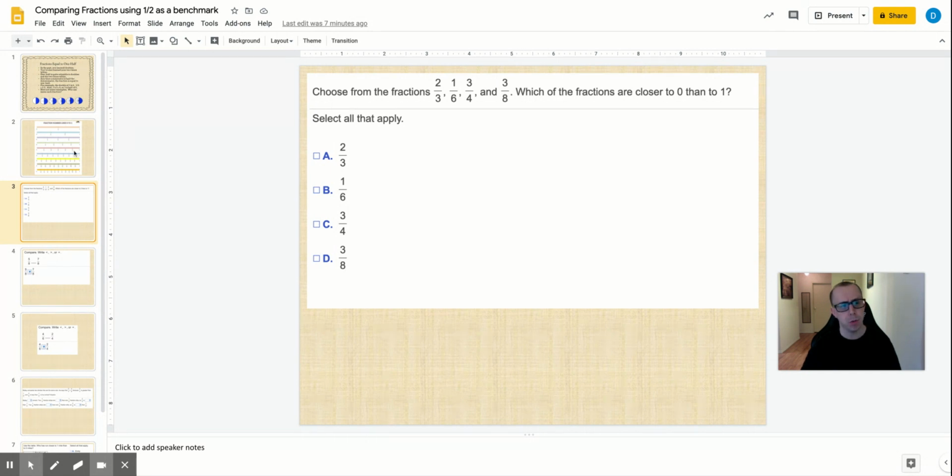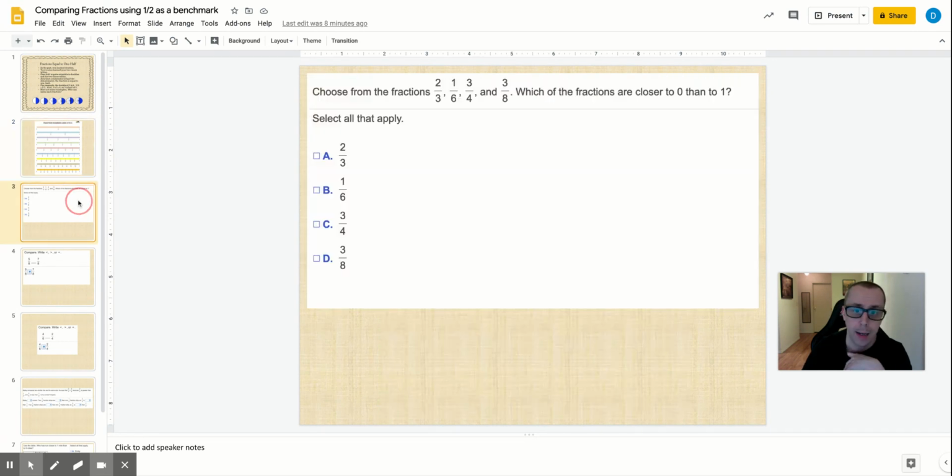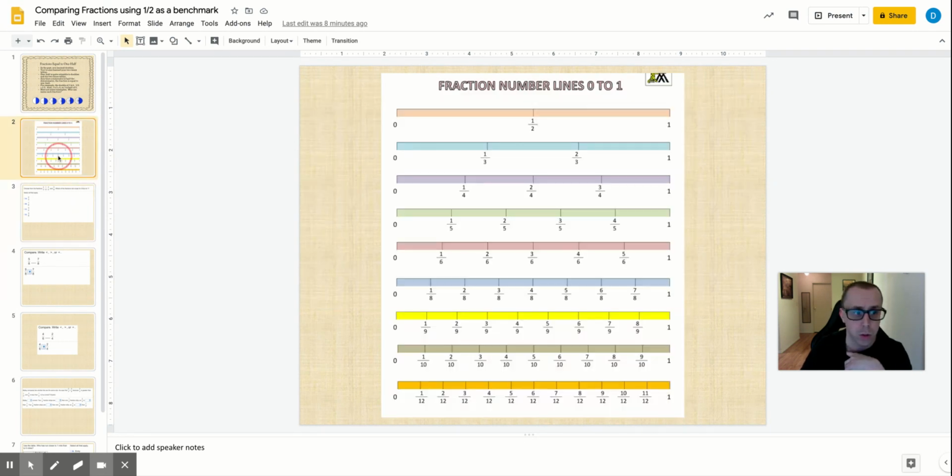Now going back to 2/3, okay? Thirds we sort of just have to remember. All right, we know 1/2 is here. And it's kind of easy to remember that 1/3 is less than half and 2/3 is more than 1/2. So is 2/3 closer to 1 or 0?